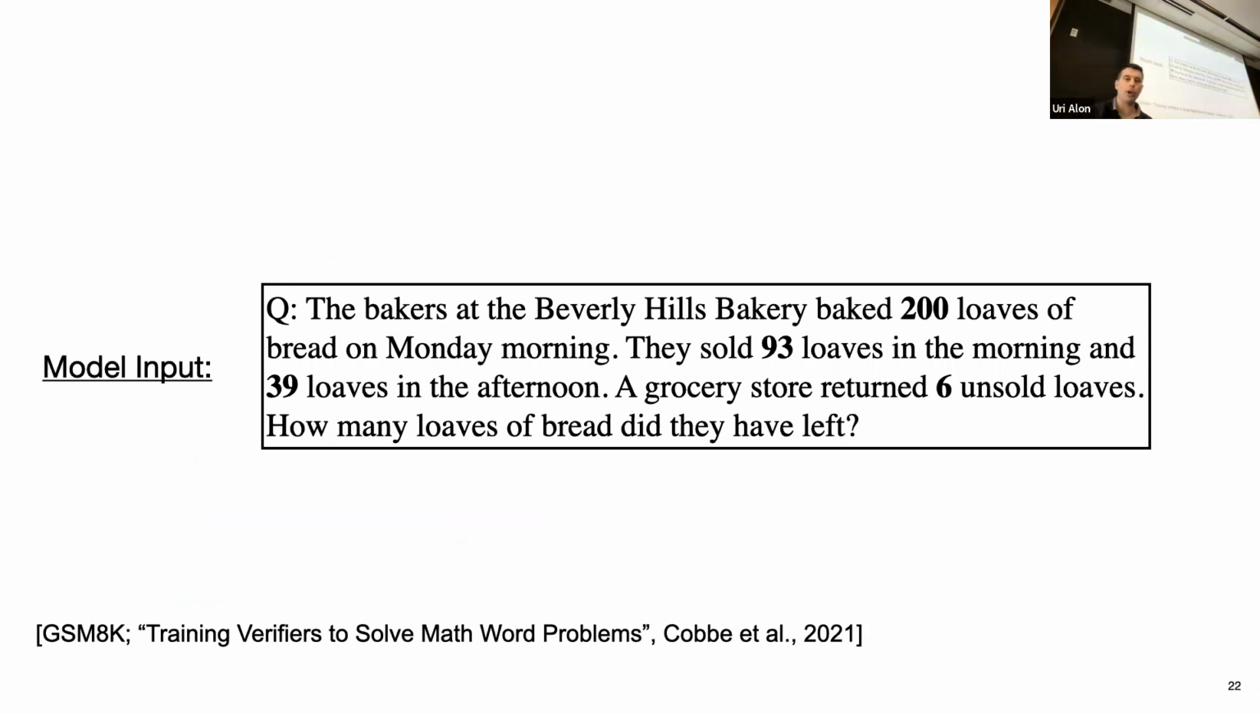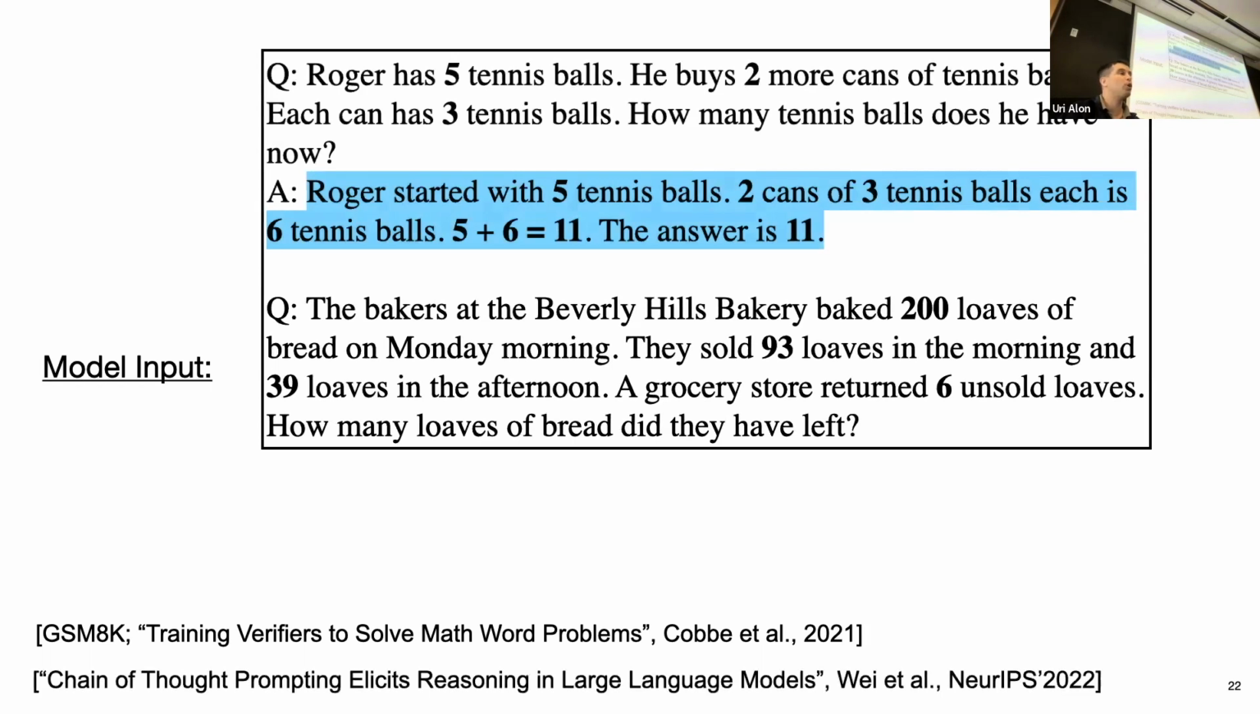the bakers at the Beverly Hills Bakery baked 200 loaves of bread on Monday morning. They sold 93 loaves in the morning and 39 loaves in the afternoon. A grocery store returned 6 unsold loaves. How many loaves of bread did they have left? Now, the standard approach of addressing these tasks, as you asked, is using the chain of thought approach, which means that we provide the model with a few input-output examples in the prompt, as before, as we saw in the Barack Obama case, where we show the model a few inputs and outputs to instruct the model what kind of output we expect to get.